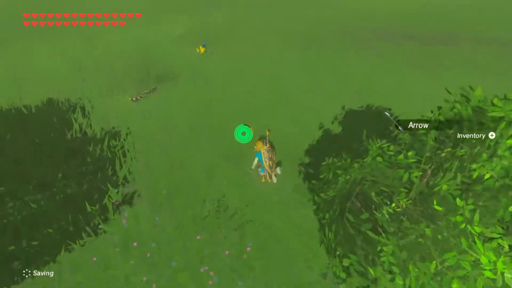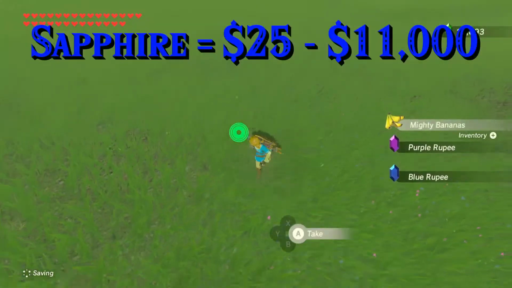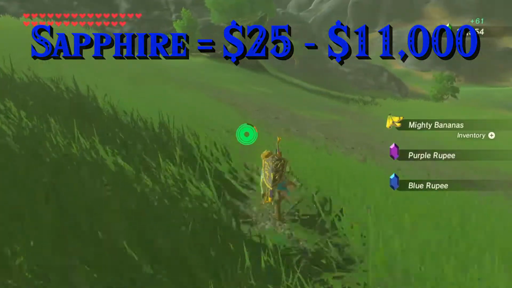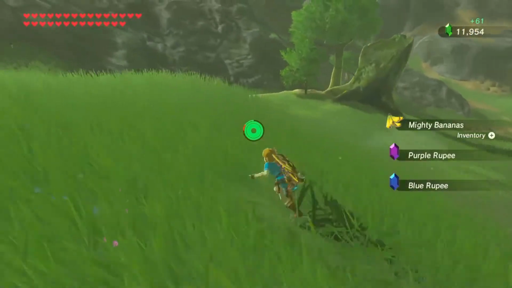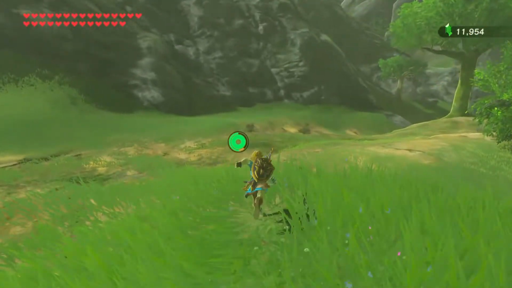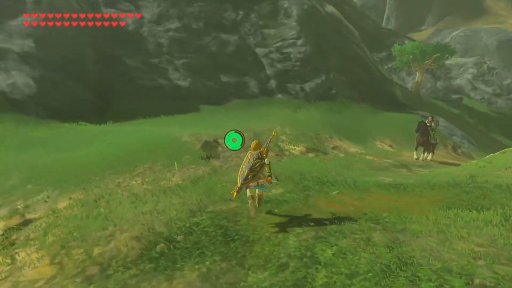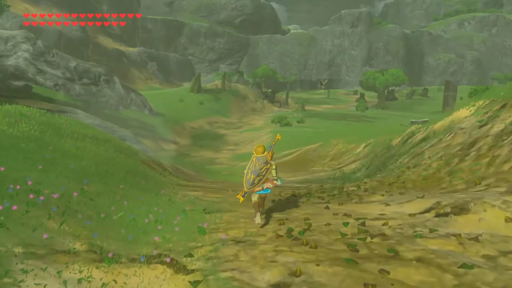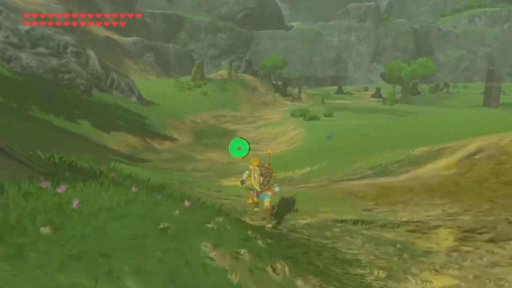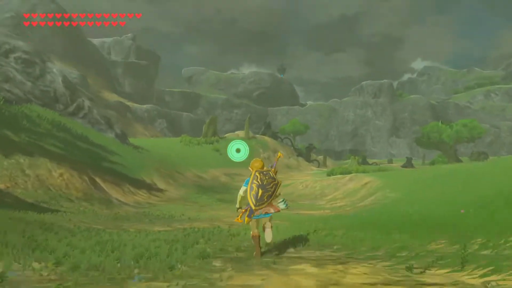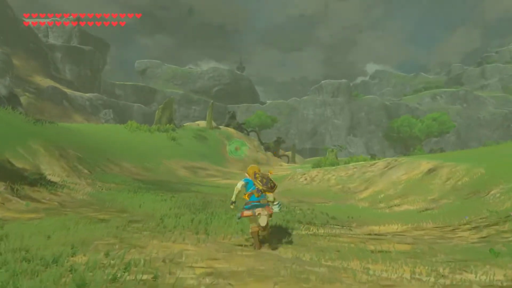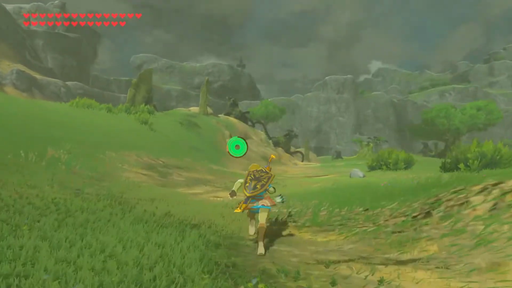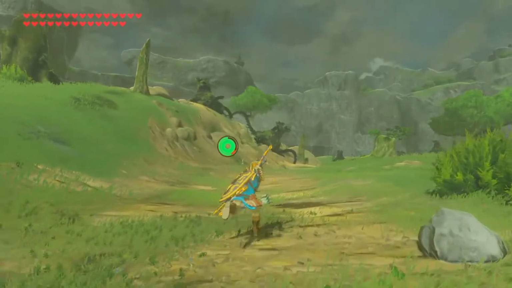A sapphire can go for anywhere between $25 and $11,000 per carat. However, the higher end of that range is for different shades of blue sapphires. For non-blue sapphire, the average would be about $100 per carat. So we will be going with that number. However, as I just said, blue sapphires are more valuable than other colors. So for the dark blue tint of the blue rupee, we'll just say that it's double of everything else.